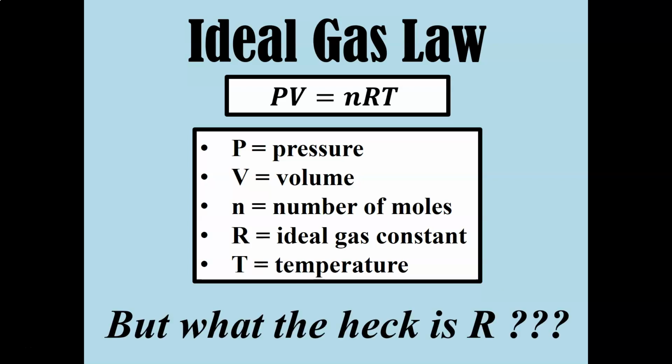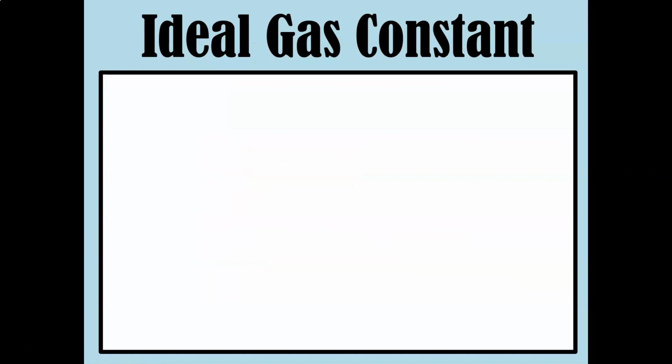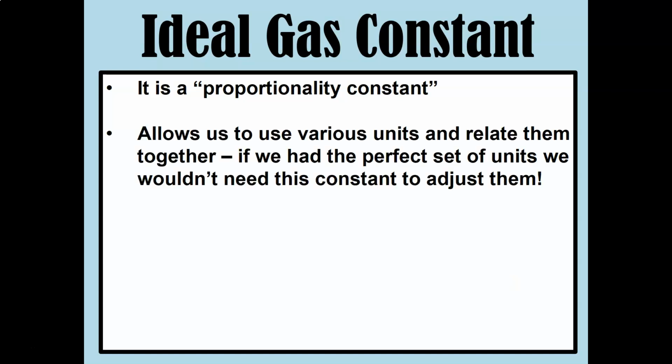So what the heck is that R value? That's not something we've really seen before. It's called the ideal gas constant. It's what we call a proportionality constant. It's basically going to fix everything for us. When we use all sorts of different units, things don't always match up perfectly. So this proportionality constant is basically a correction value that is going to allow us to account for all the different units that we're dealing with.